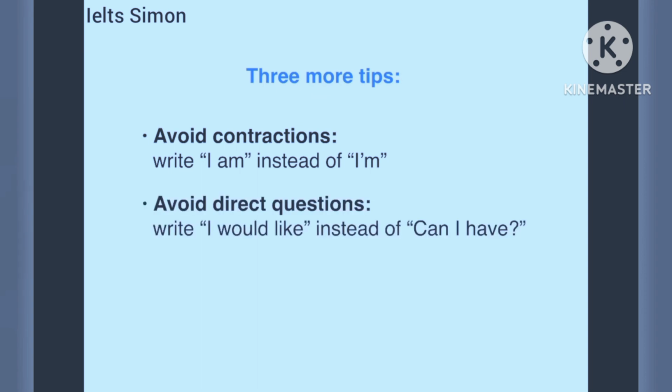Also avoid direct questions. It's much better to write a request like I would like instead of can I have. And finally, avoid exclamation marks. That seems a bit chatty if you use exclamation marks in your writing. We can do that in informal letters, but not in formal letters. That's the end of this lesson about formal letters.